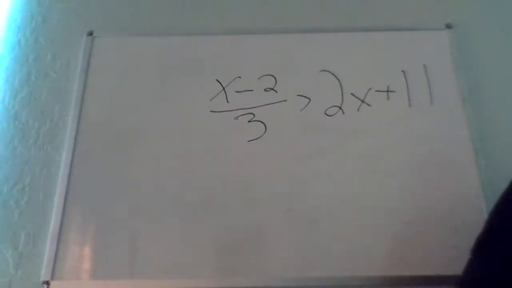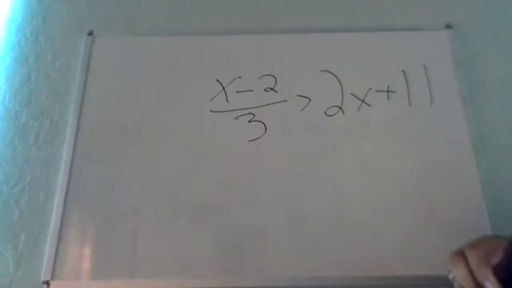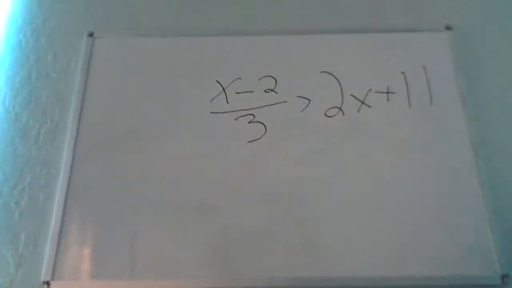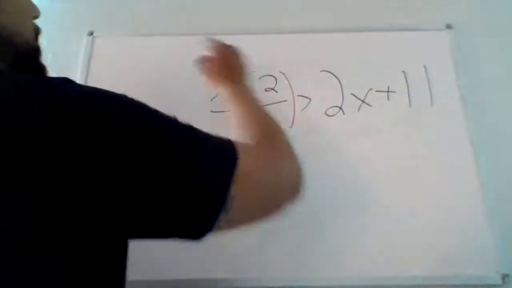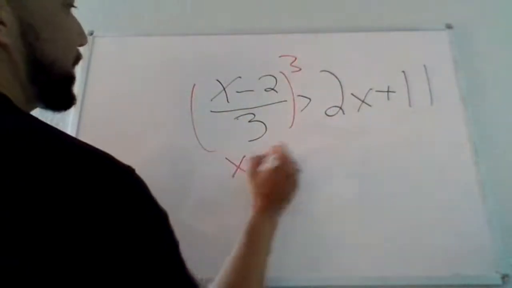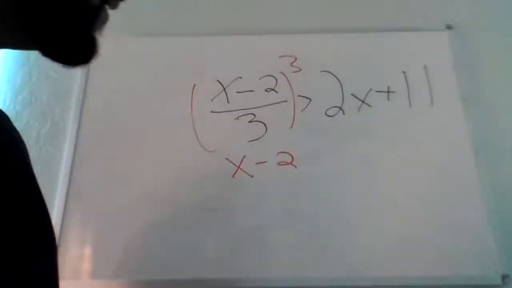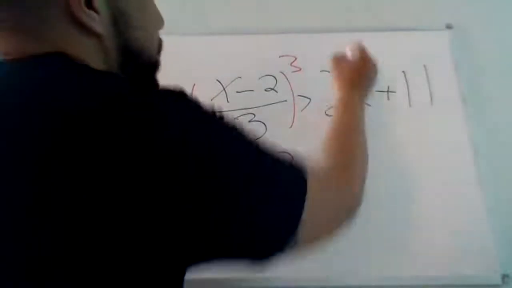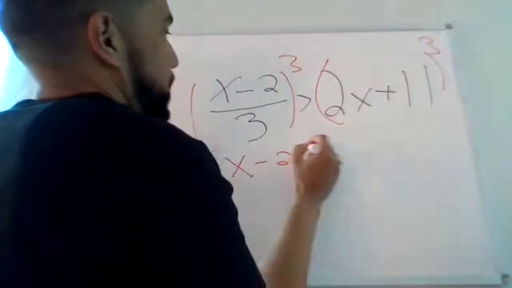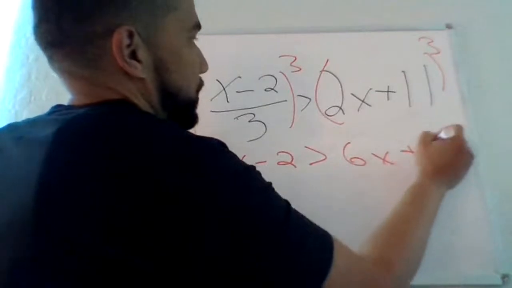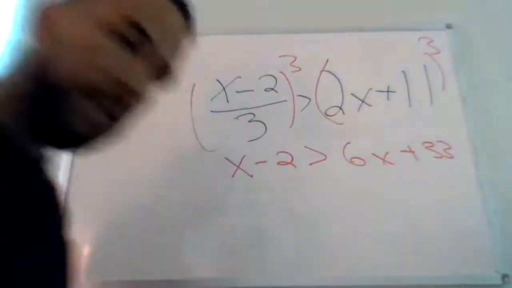What can we do the opposite? What's that? Multiply by 3. Okay, and why are we multiplying by 3? We want to get rid of the denominator. Yeah. So let's go ahead and do that. We're going to multiply this whole thing by 3. That's going to become x minus 2. And then we're going to do the same thing on the other side. So that's going to be 6x plus 33. Good.